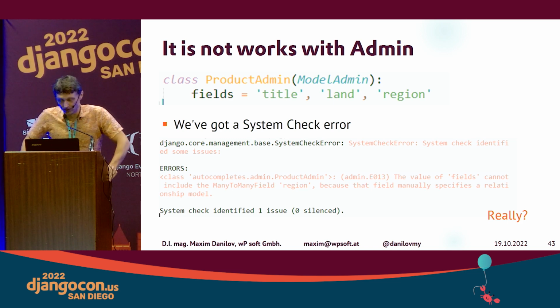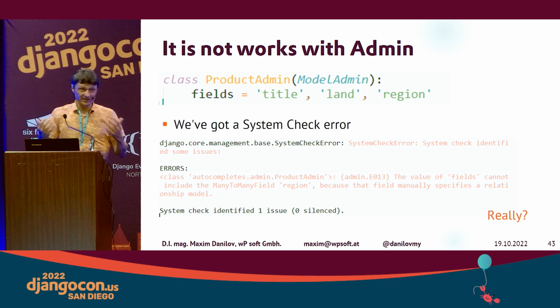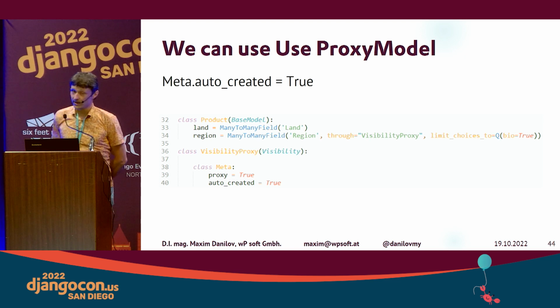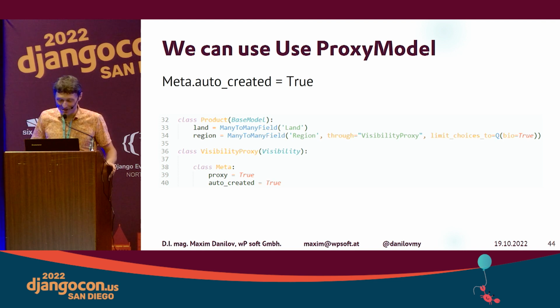Why? We cannot use many-to-many field with custom through field. Really? I cannot use it? No, I can use it. How? The best example is I can use proxy model. I like proxy model. In our projects, we have really many proxy models. And in this proxy model for custom through model, I can declare it like auto-created model.